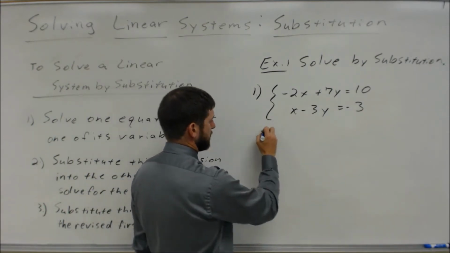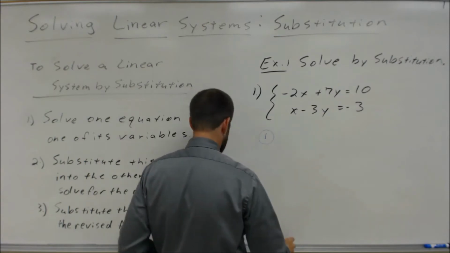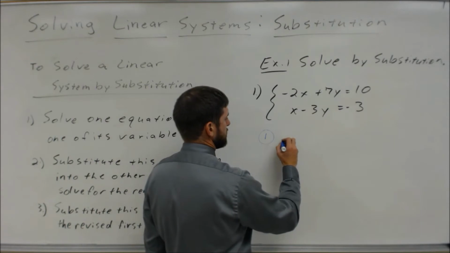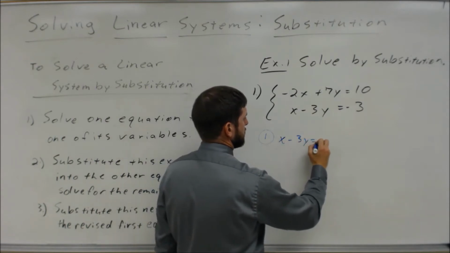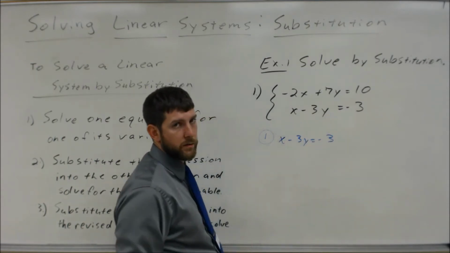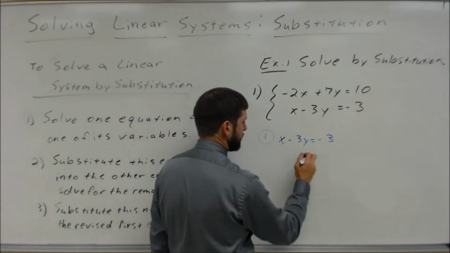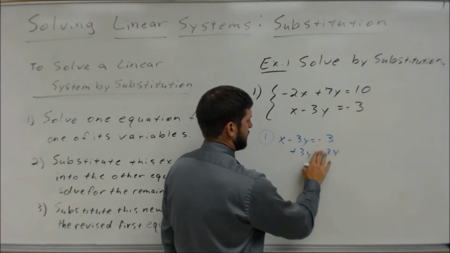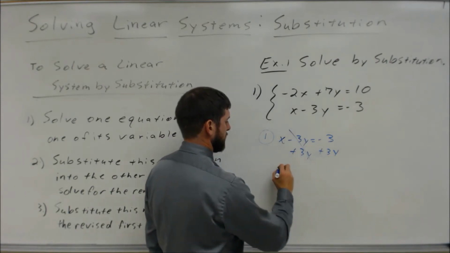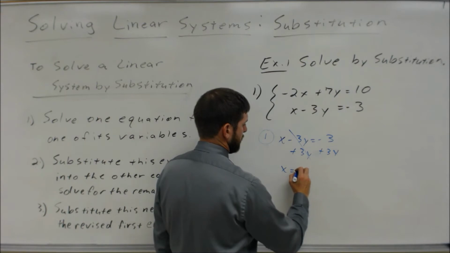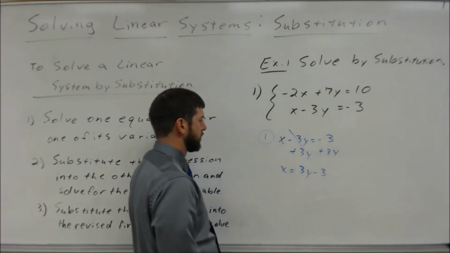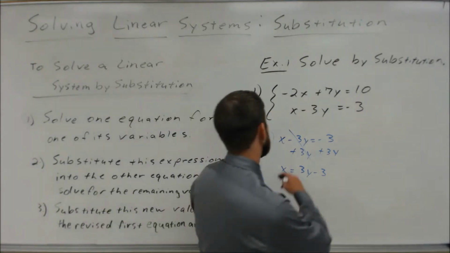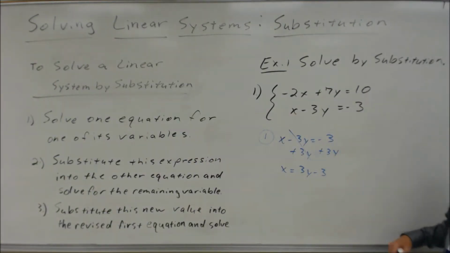So step 1, get a new marker. It says take one equation, x minus 3y equals -3, and isolate one of its variables. So I'm going to keep the x and move the 3y over. So x is equal to 3y minus 3. So I just solved one equation for one of its variables. I took this equation and isolated its variable.